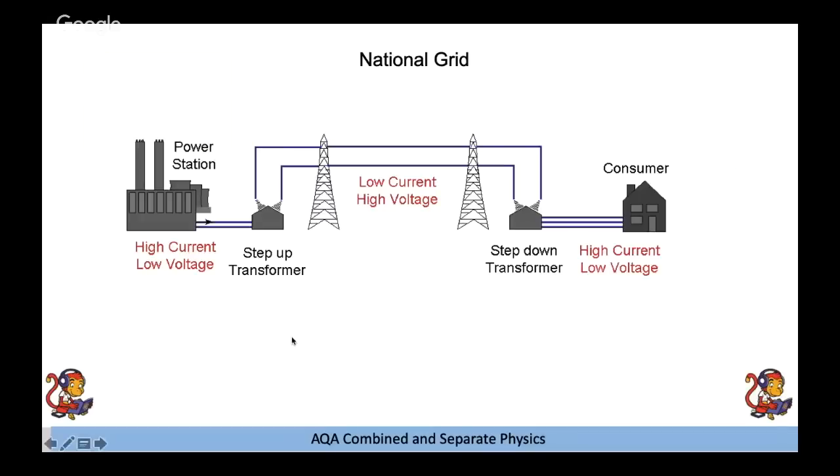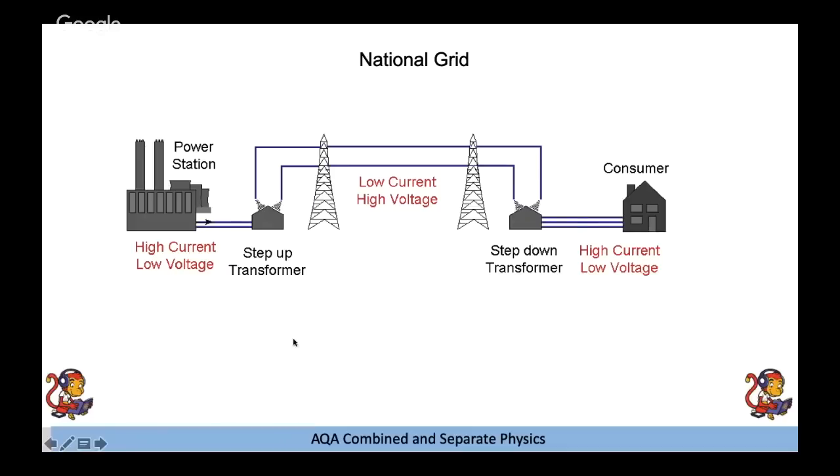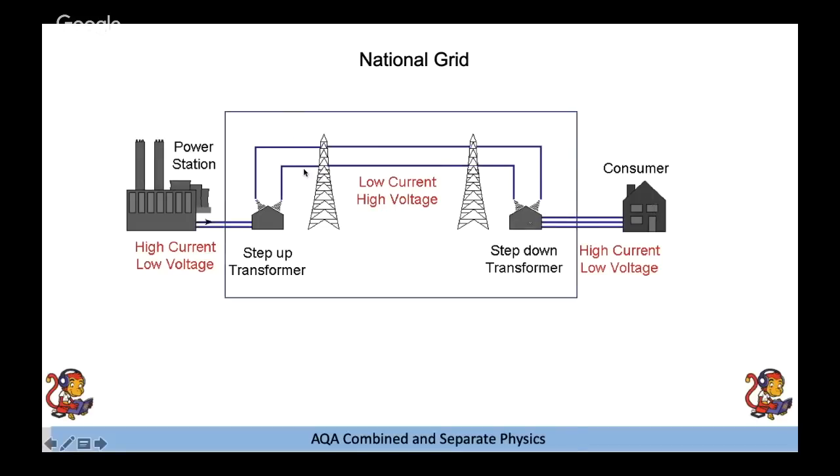Okay, national grid. We don't need to know loads about this, but this part is the national grid. This is a diagram showing us a power station, step-up transformer, pylons, cables, step-down transformer and homes. The national grid is a series of cables and step-up and step-down transformers. That makes the national grid. So power stations and houses are not included.